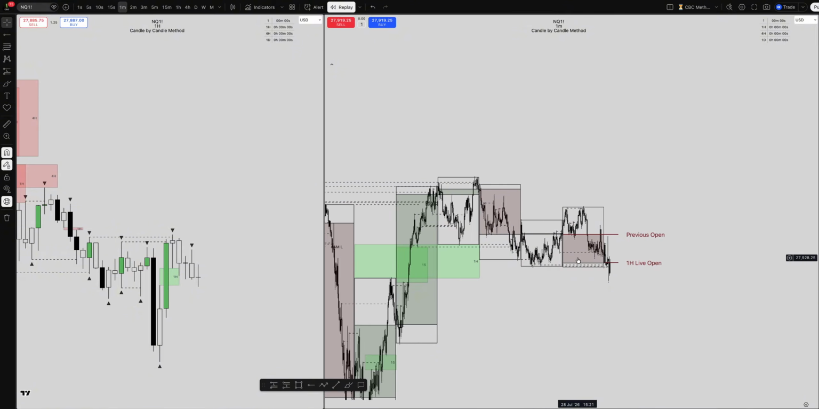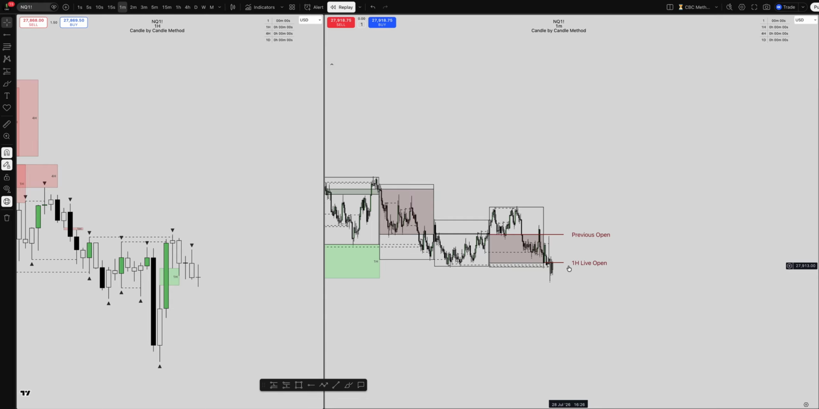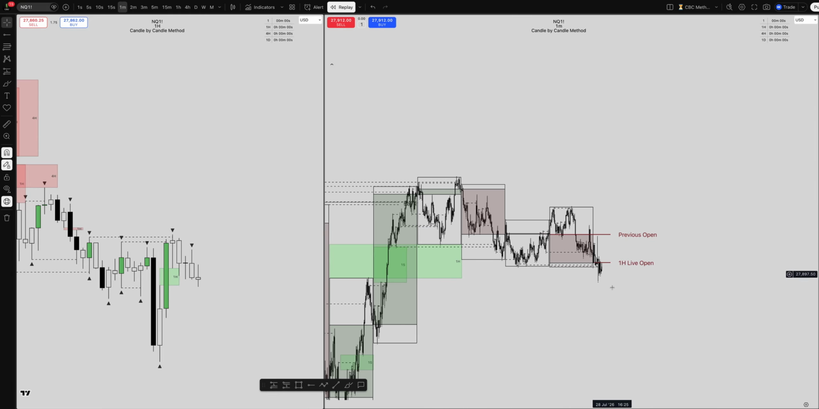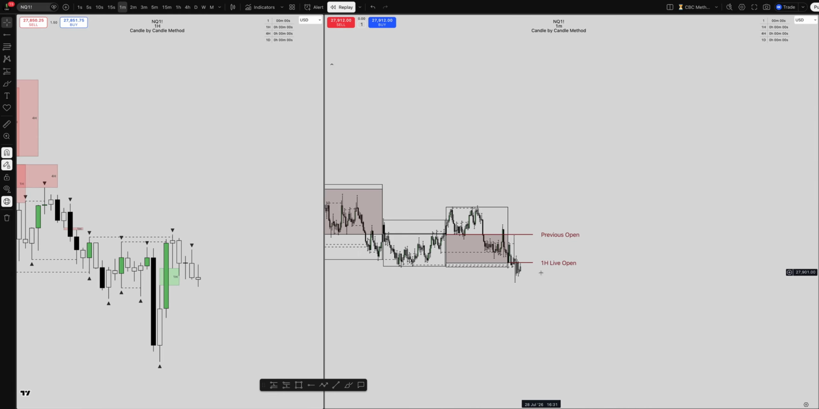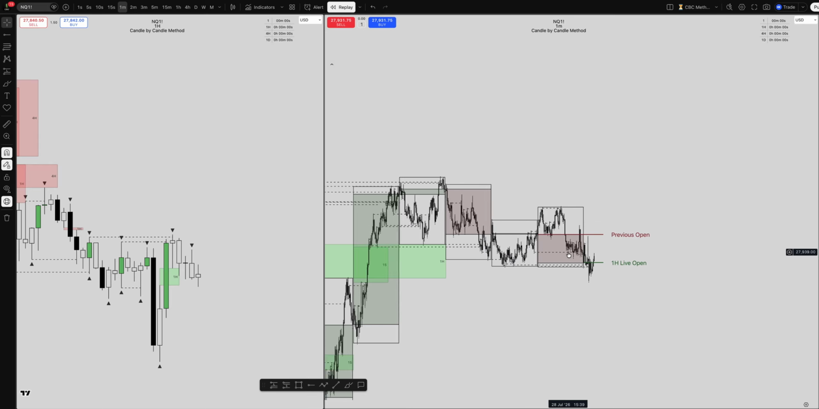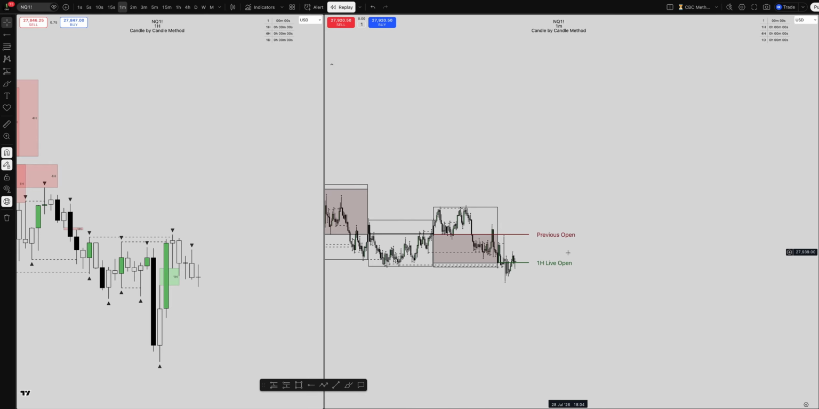I don't know. From here I have to sit out to see what the price wants to do. I can see it making another sweep to the downside, but at the same time I can see it come back up to at least the previous open as well. Yeah, I'm going to sit out. Okay, it's respecting the live open.